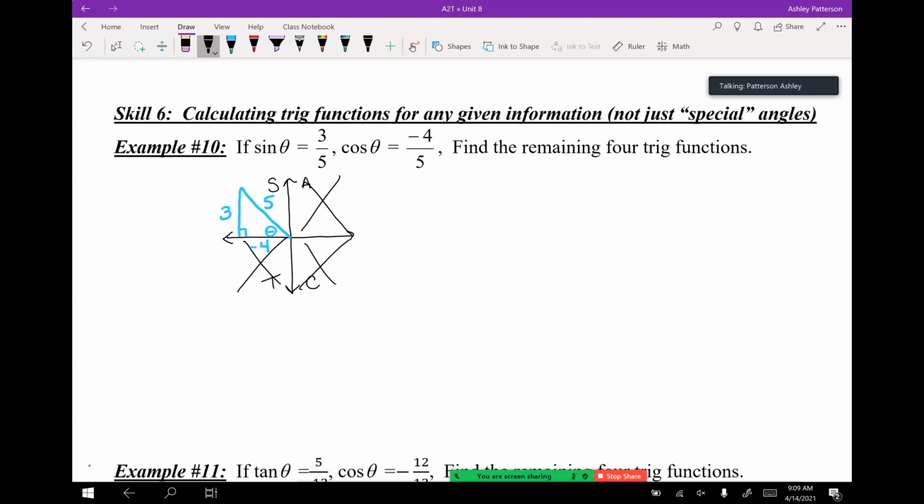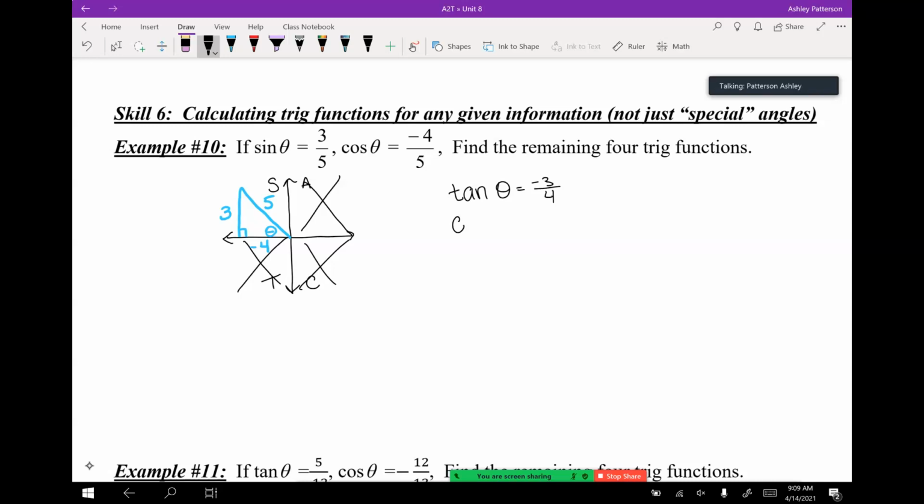So let's find the remaining 4 trig functions. We were given sine and cosine. That leads us to tangent. So tangent of theta is the opposite over the adjacent. So I'm going to say it's -3/4. Even though the 4 is negative, it's more proper notation to have the negative at the numerator. You're allowed to do that.